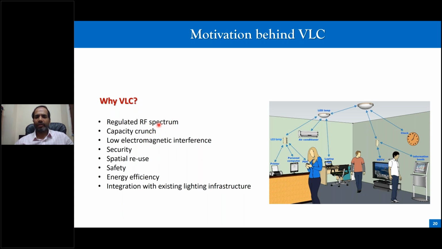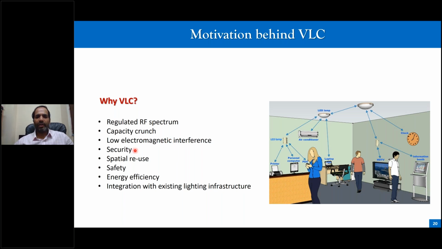When this Internet of Things will arrive and when we will have a lot of devices, this RF spectrum will, of course, face capacity crunch. Then we also know that this RF spectrum also has a very high susceptibility to electromagnetic interference. Okay, so if you operate a microwave at your home, then you would see your Wi-Fi connection drops down. That means it can be influenced by electrical devices that we have at our homes, right?